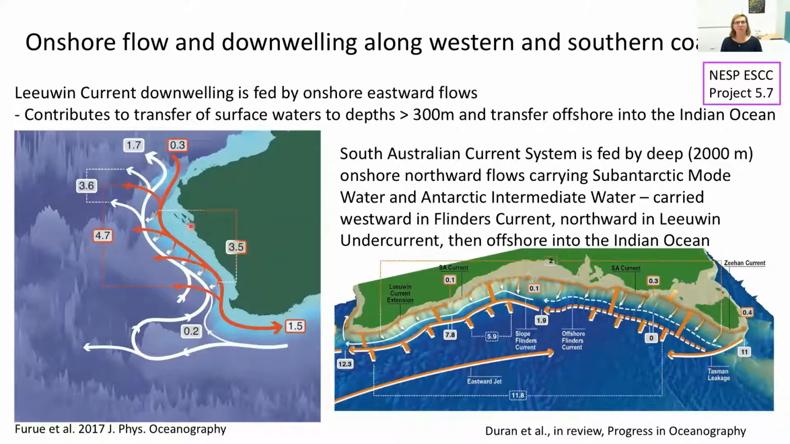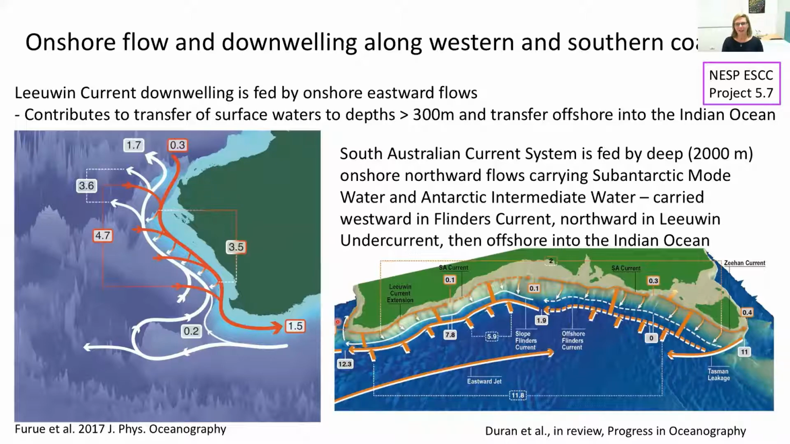So let's put that together. There's onshore flow and downwelling across the western and southern coastlines that together are contributing to a pathway of water masses to move into the deeper parts of the ocean. As we saw on the west coast of Australia, there's a downwelling of large amounts of water from the Leeuwin current into the northward flowing Leeuwin undercurrent that then moves offshore into the Indian Ocean. And then south of Australia, there are deep onshore flows moving northward that are carrying subantarctic mode water and Antarctic intermediate water. These are then entering the Flinders Current, moving westward and then northward in the Leeuwin undercurrent and offshore. So you might say, well, how do we know there are subantarctic mode waters and Antarctic intermediate waters here?